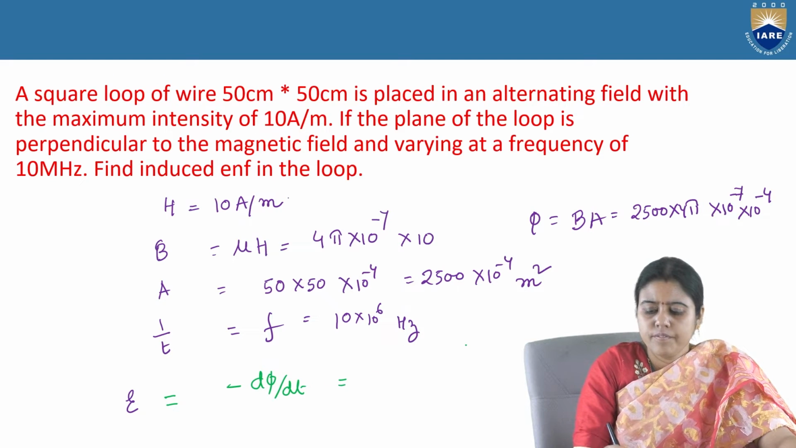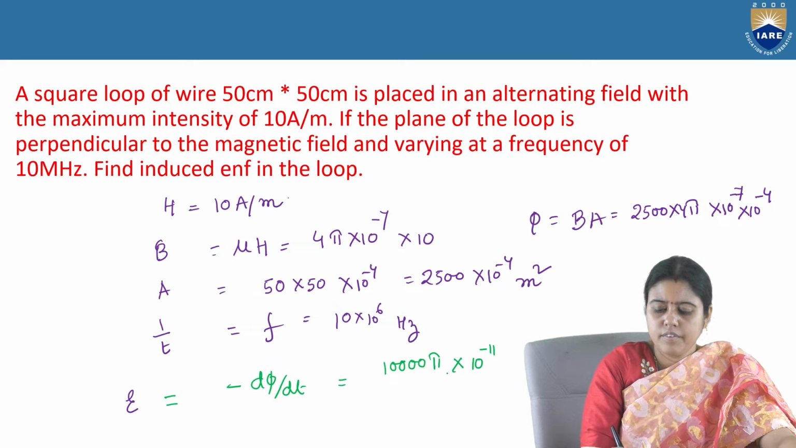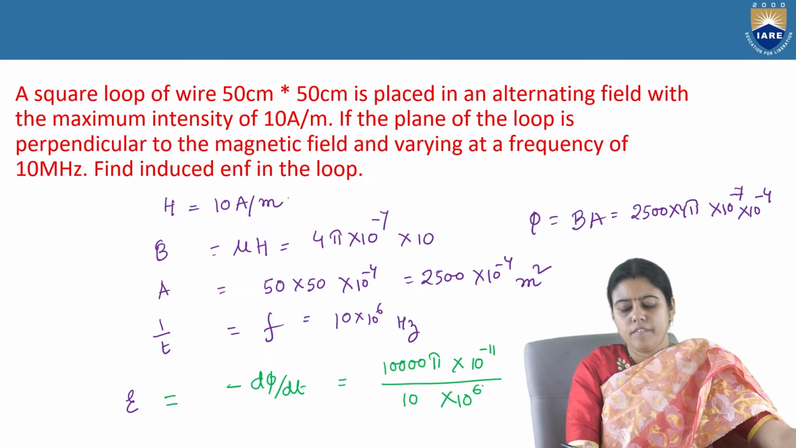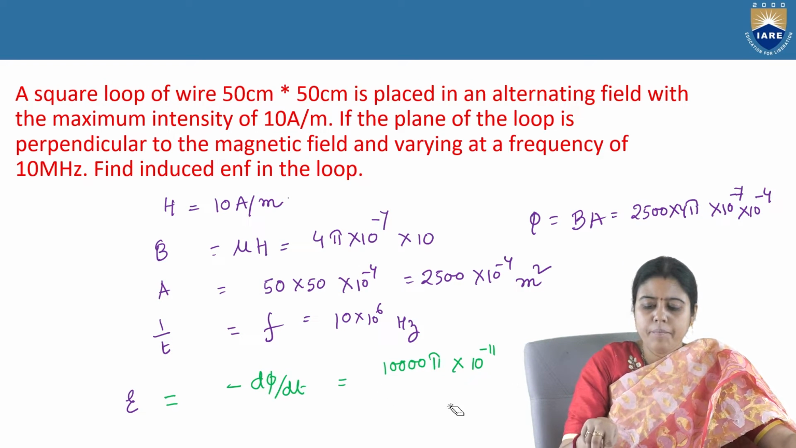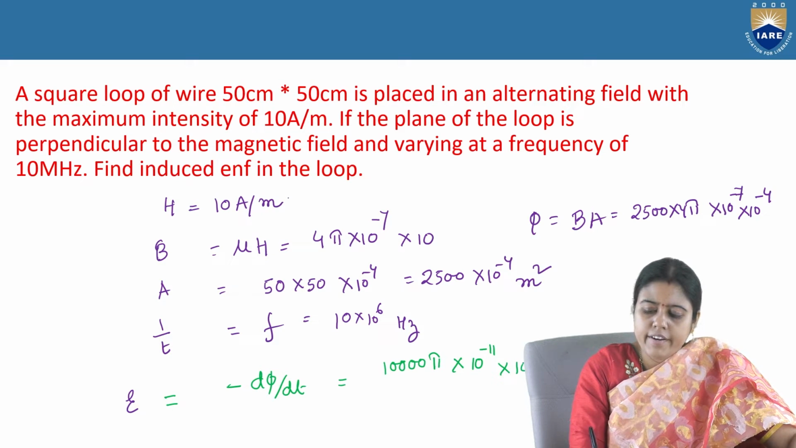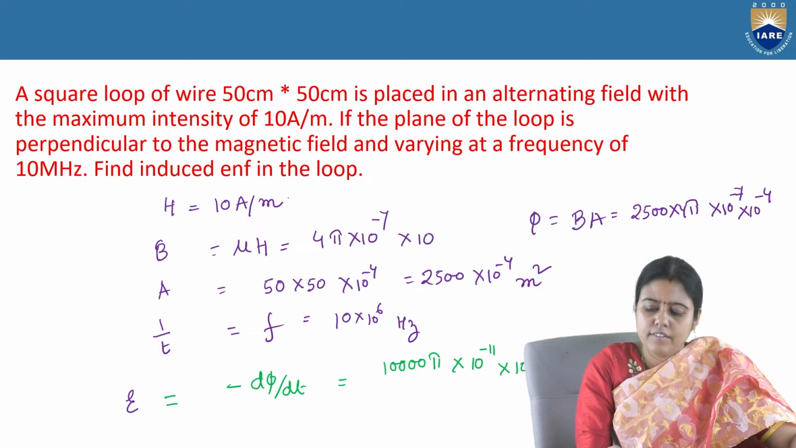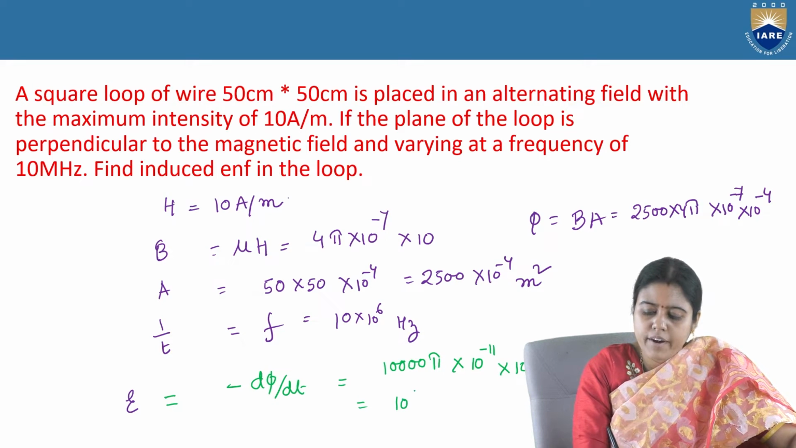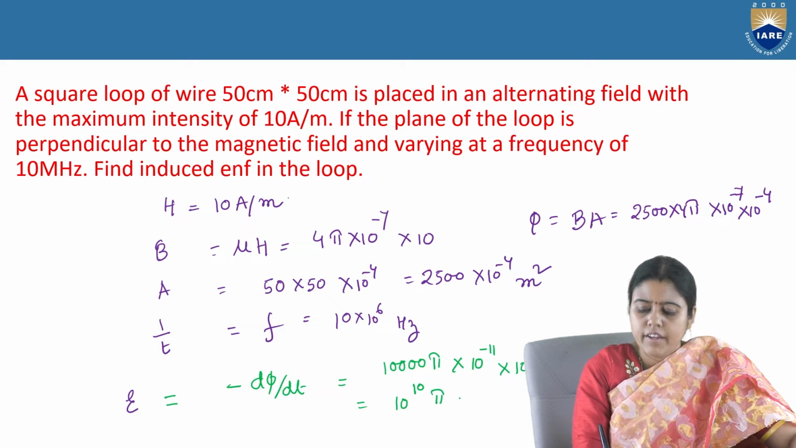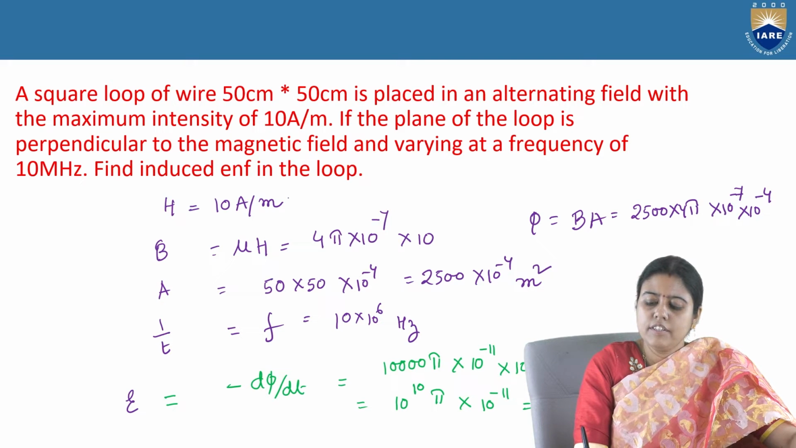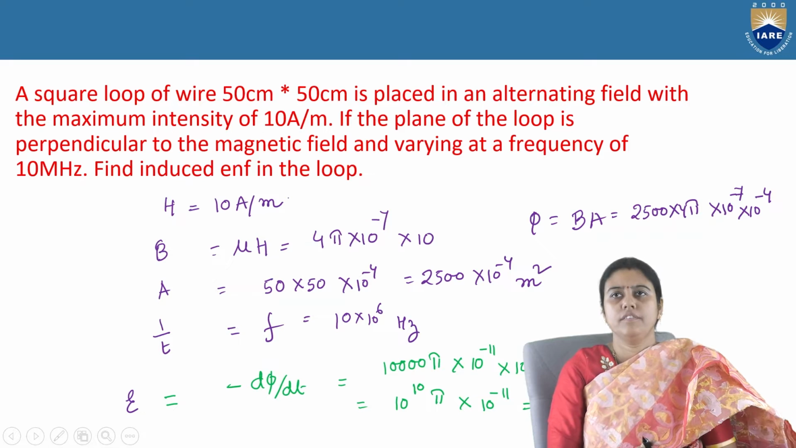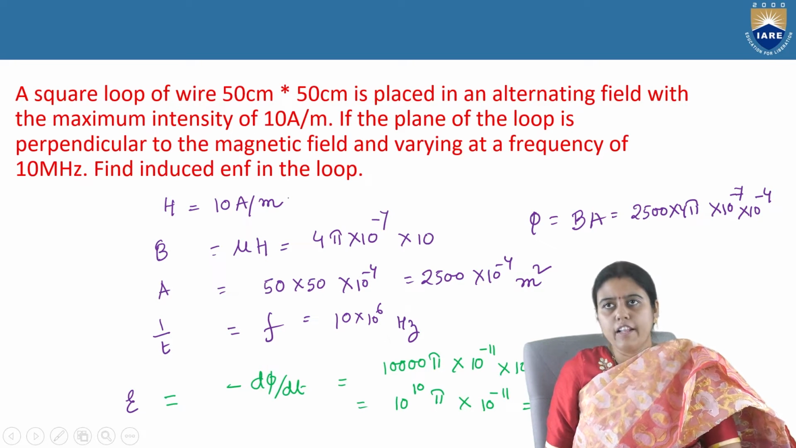D phi value is, 1 by T we got, so it will be 10 into 10 to the power 6. So 10 to the power 10 pi into 10 to the power minus 11, 0.314 volt. So this is the calculation.